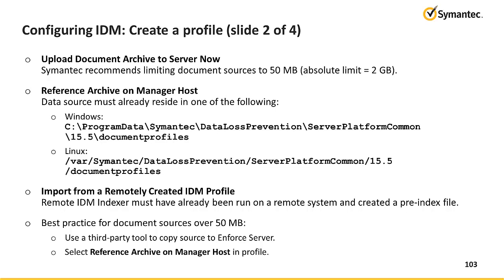The other option is to use Local Path on Enforce server, where this option lets you specify the exact path, as opposed to a relative path, to a local directory on the Enforce server containing one or more files to index. Do not include the actual file names in this path. Note that you cannot use this method to index documents contained in a zip file.